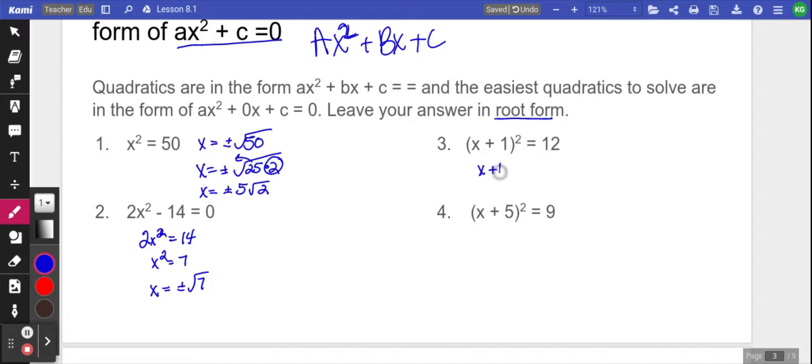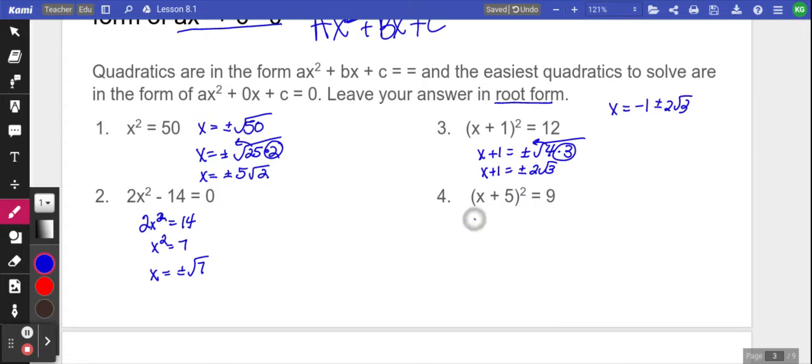On this one, the square is outside the parentheses, so the first thing I'm going to do is take the square root of both sides. And 12 breaks up into 4 times 3. The 4 gets to come out, and the 3 stays. So I have x plus 1 equals plus or minus 2 square root of 3. Then to get x by itself, I'm going to subtract the 1. Because I want to put it in standard form, I'm going to put the negative 1 that I subtracted first, and then my roots second.